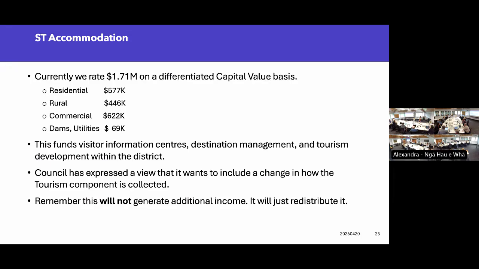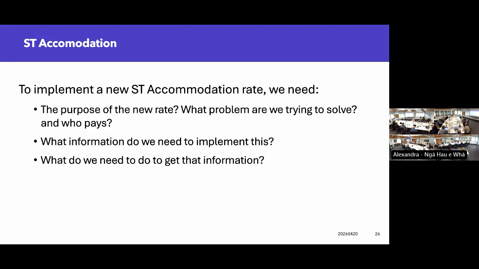And council has expressed a view that you want to include a change in how the tourism component is collected. I would just strongly urge you to remember that it's not going to generate any additional income unless you decide to increase the spend. This is not going to get more money, it's just going to redistribute it. So you need to consider the purpose of the new rate, what problem you are trying to solve, and who will pay. They may be valid questions and you've got valid answers for those. We need to have that conversation. In the next 5 minutes we're not going to have that conversation, but we'll give you this PowerPoint, so you can think about those things for the next time.